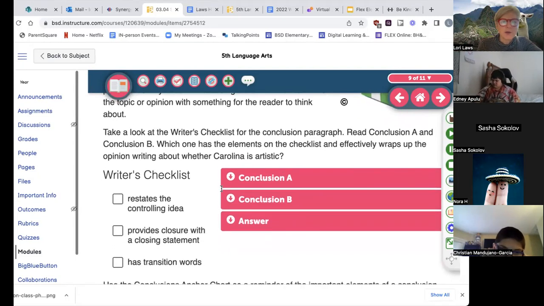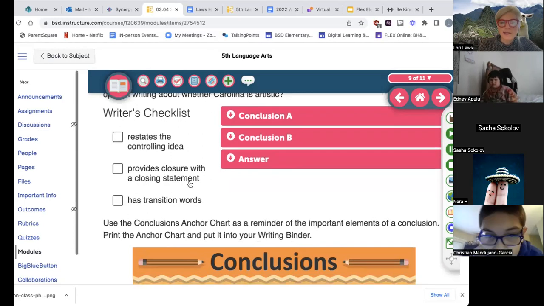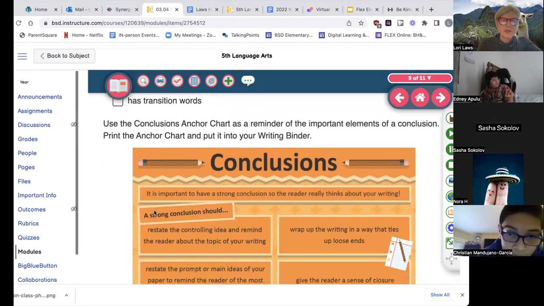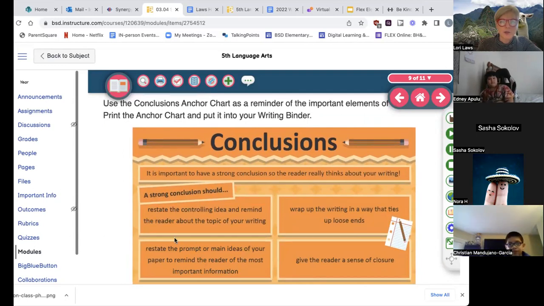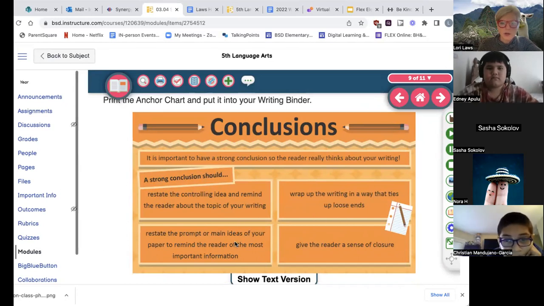Read conclusion A and B, which one has the elements. We're not going to do all of that right now, but you want it to restate the controlling idea or the thesis. Provide closure, so some words that sound like the end. So like finally, or in the future, or now that you've read this, something like that, and has transition words. Use the conclusions anchor chart as a reminder of the important elements. A strong conclusion should restate the idea, wrap up the writing, give the reader a sense of closure.